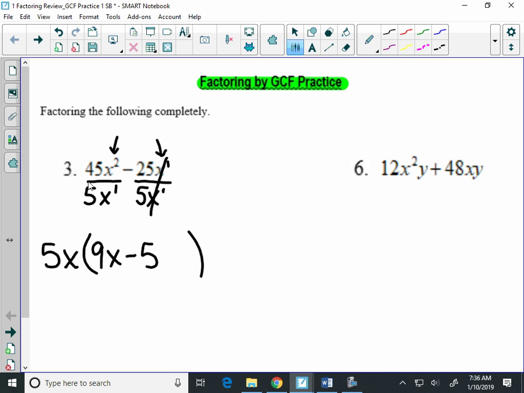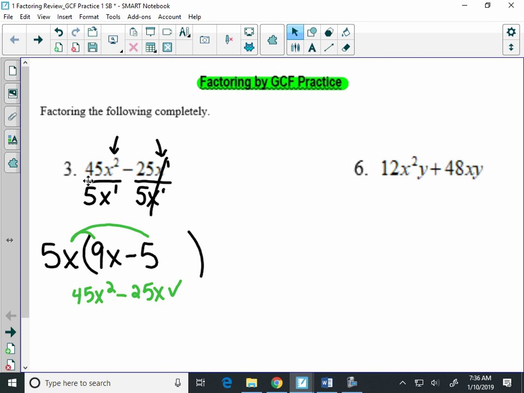Remember, if you want to check your work, which I suggest you do, you need to distribute, which is the opposite of factoring. Remember, factoring is dividing, distributing is multiplying, to check your work. 5x times 9x is 45x squared. 5x times negative 5 is minus 25x. That's the same thing we started with, so I know I factored correctly.